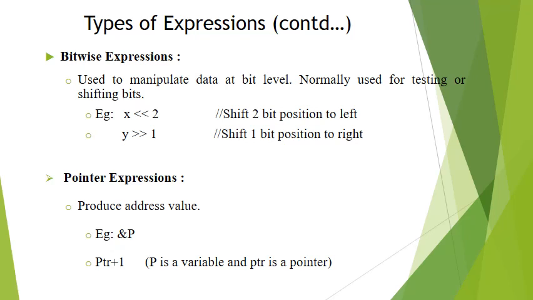The next category of expression is pointer expression. That is the expression which will produce an address value. What is a pointer? Pointer is a variable which can store the address of another variable. So a pointer expression will always produce an address value. See the example &p, where p is a variable. So &p means the address of the variable p. So it is a pointer expression.